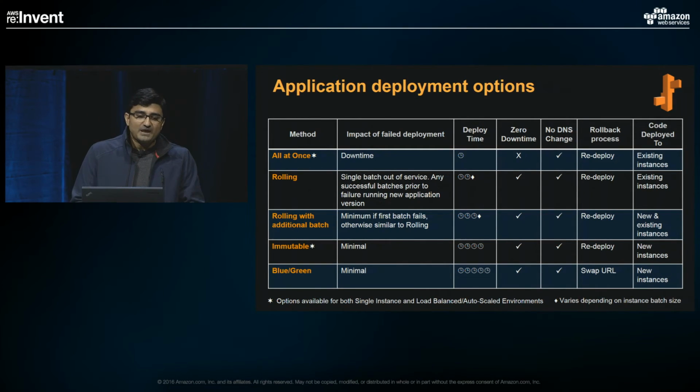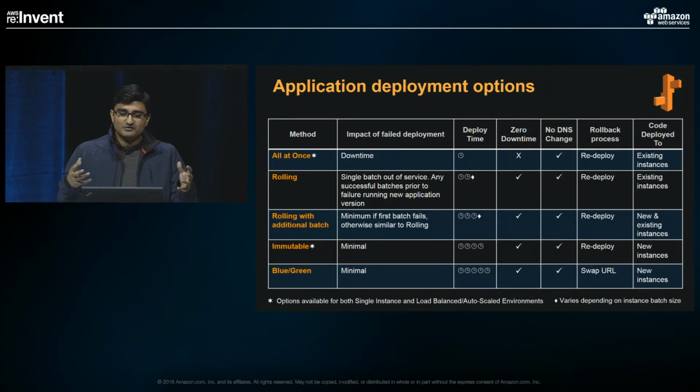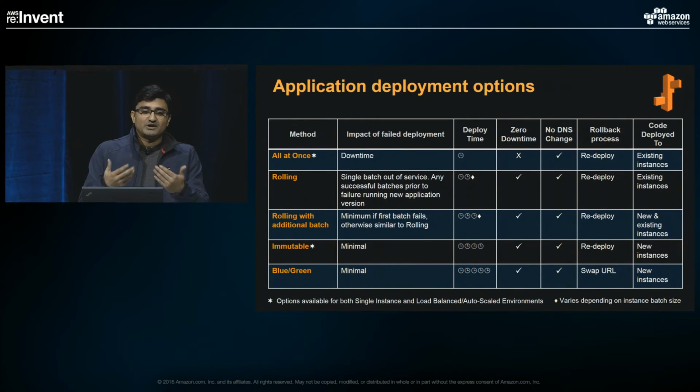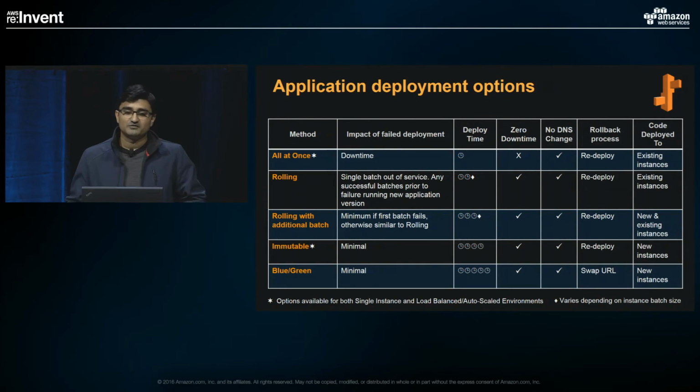In terms of deployment time, as you can see, all at once is the fastest. Blue-green takes the longest. Rolling with additional batches is essentially based on the size of the instances and the environment complexity. Based on that, it will take a higher amount of time. In terms of rollback, if anything goes wrong in any of these scenarios, in most of them you have to do a redeploy. Only in blue-green can you essentially do a swap back of the URL.